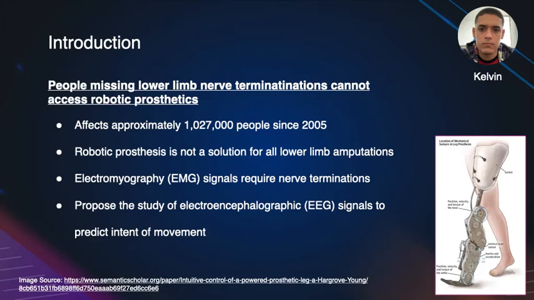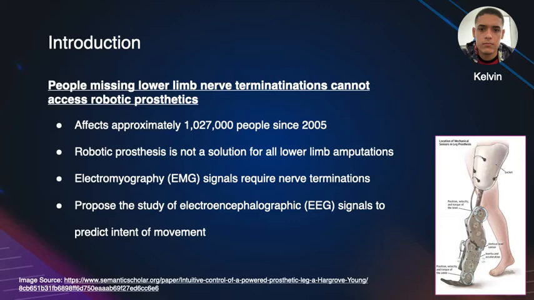We as a research group identified that many people missing lower limb nerve terminations do not have access to robotic prosthetics. This is a problem that affects millions of people since 2005 because these robotic prosthetics do not provide a solution for all persons with lower limb amputations because they require the use of electromyography.